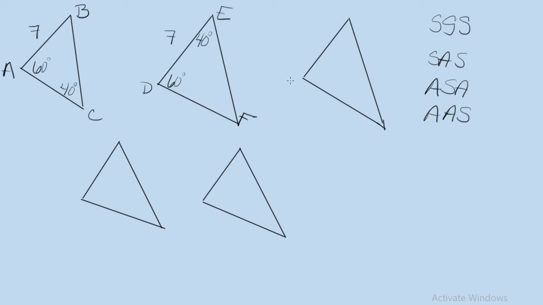So let's look at the next one here, where the next one is going to be GHI. This is 7, this is 40, and this is 60. Now, this triangle right here, GHI, is not the same as the first triangle ABC.